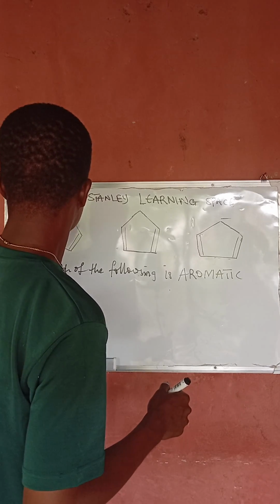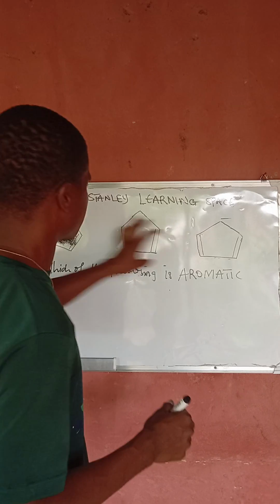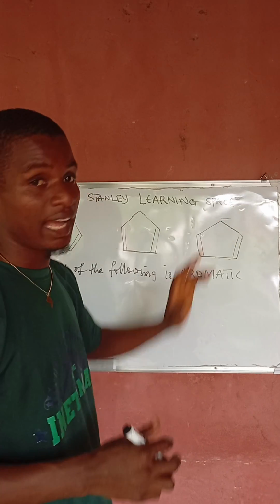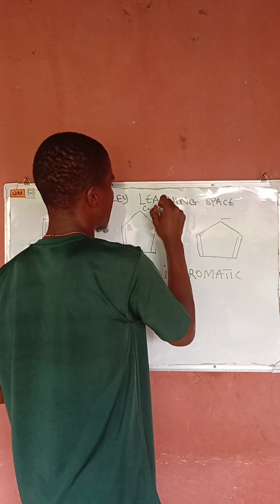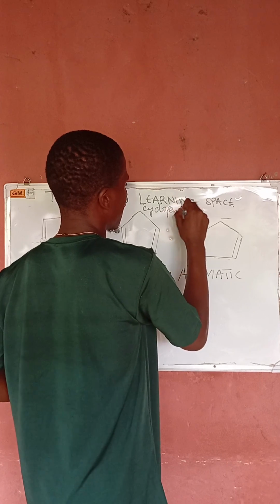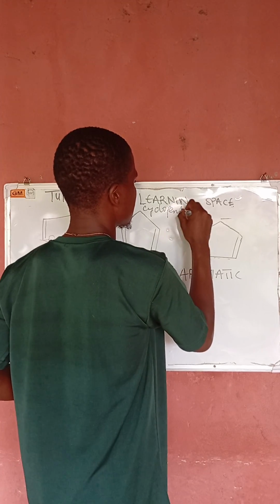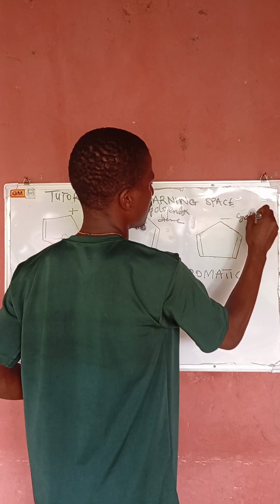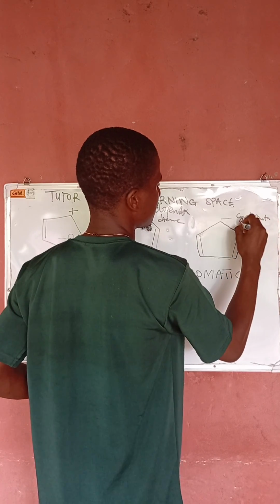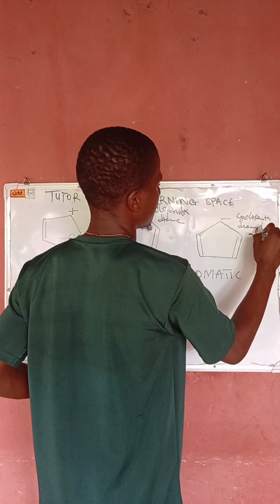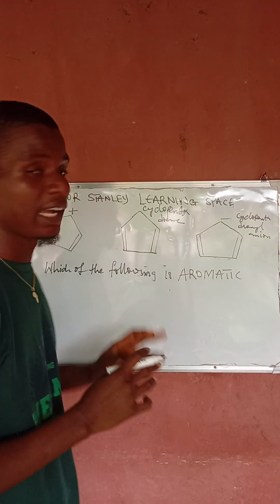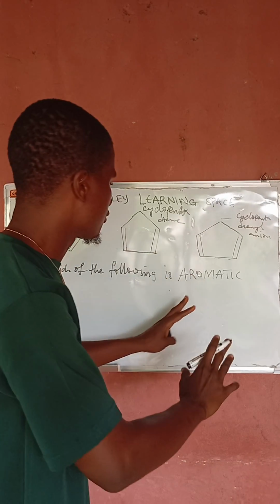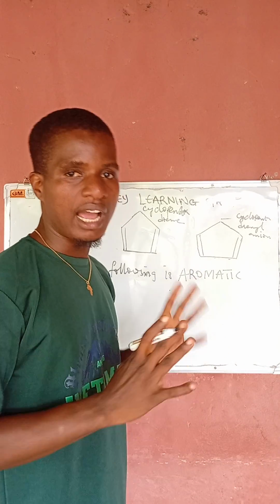Now, these three figures are the same, but this and this are the ions. Now this is cyclopentadiene. Now this one is what? Cyclopentadiene anion. This one is cyclopentadiene cation. As you can see, anion, cation. Is that clear? So, how do we find out if these are aromatic?